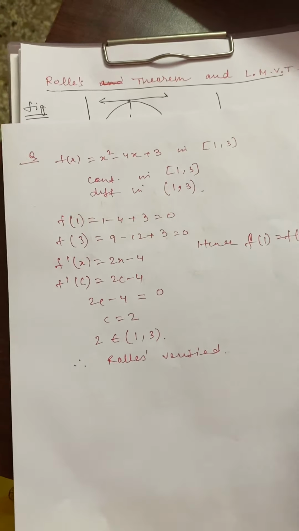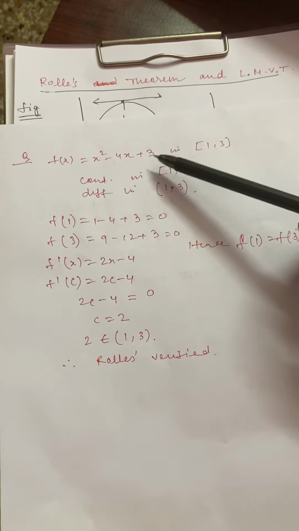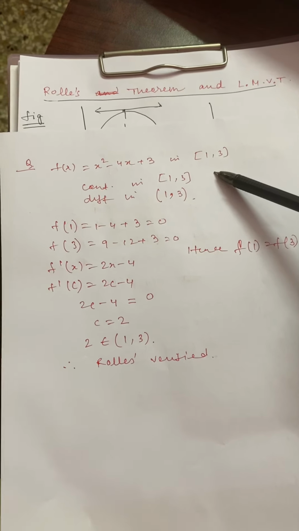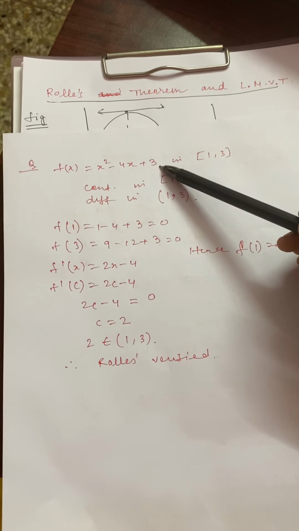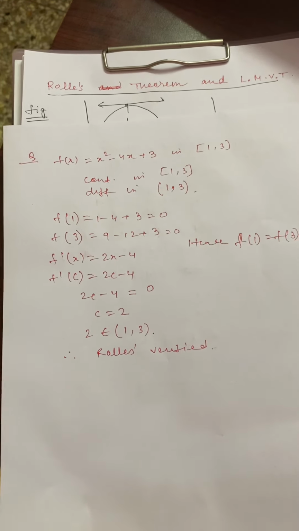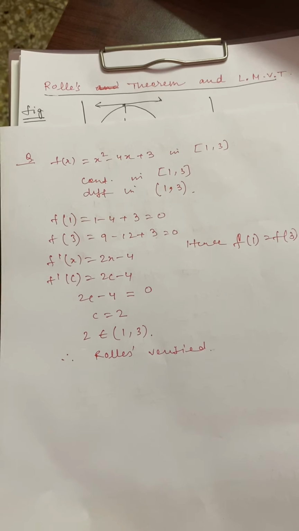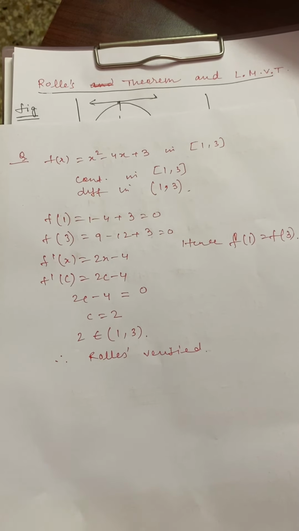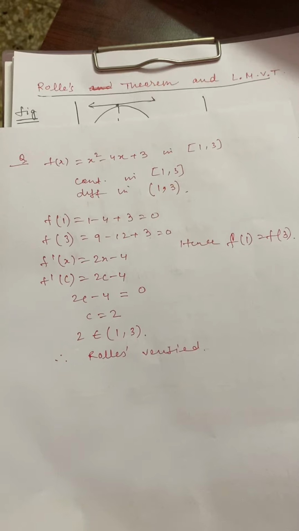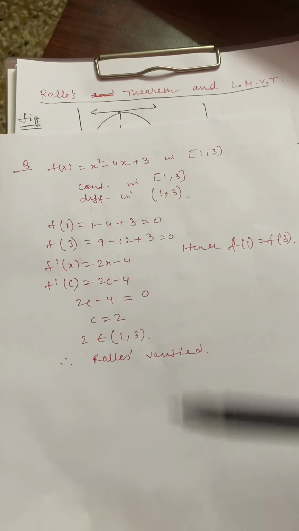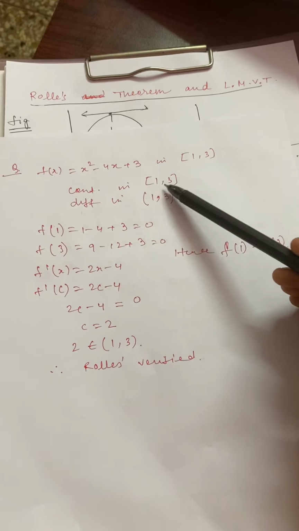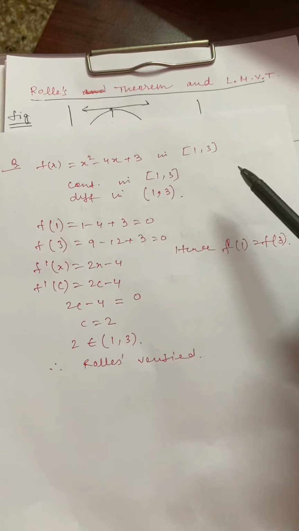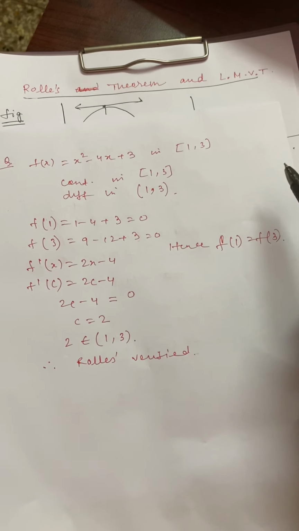See, f(x) equal to x square minus 4x plus 3, and the domain is given, that is closed bracket 1 comma 3. As this is a polynomial, in your syllabus you will get only polynomial sums. The polynomials are continuous on any real number set and differentiable at any value in the domain. So I have written continuous in the closed interval 1 comma 3, and differentiable in the open interval 1 comma 3.